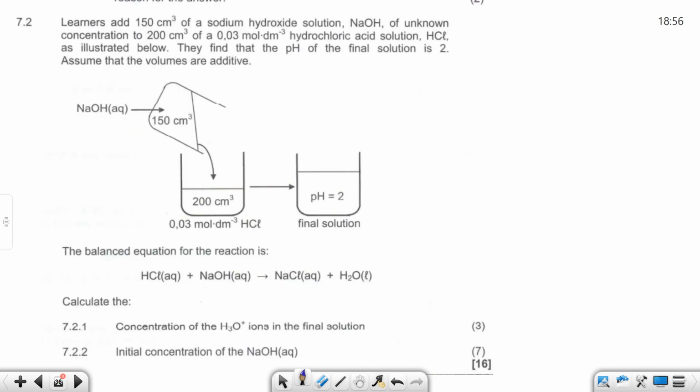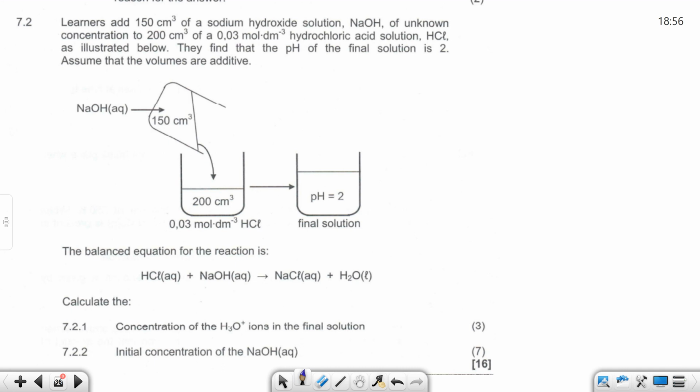Now, let's say this one. Beautiful question here. Let us add 150 cm cube of sodium hydroxide solution of unknown concentration to 200 cm cube of a 0,3. I've done this question before, but the question was forward. This one is going back. Didn't we do a question where we're finding the pH of the final solution? We did. But now they've done that for you.